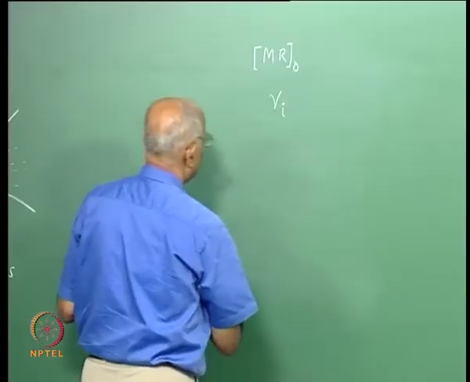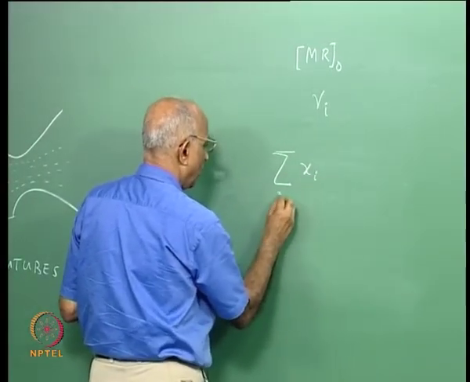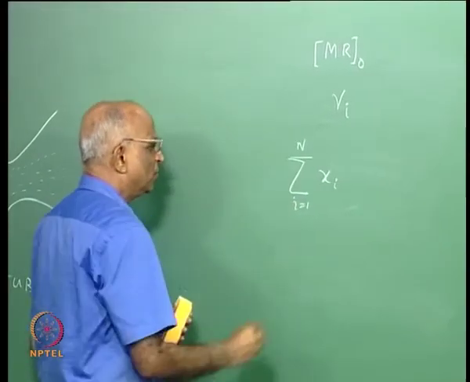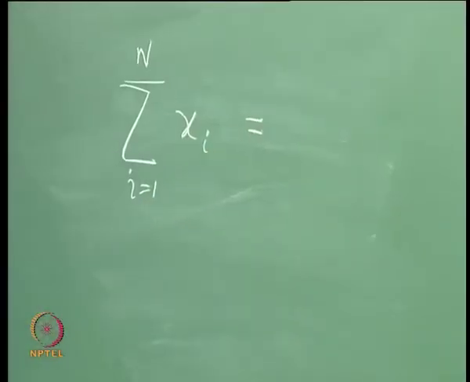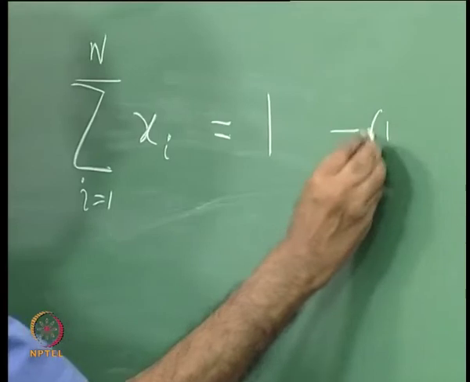Summation of the mass fraction of mass flow rate going from, let us say, stream tube 1, and let us say I have n stream tubes, will be equal to what? Unity. Very good, that is what it is. Therefore, this is my first equation.